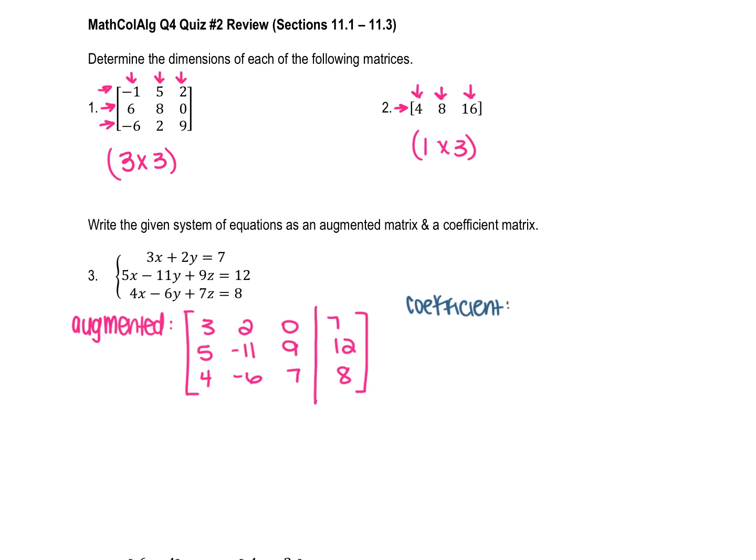For your coefficient matrix, you are just including the coefficients. So that's the 3, 2, 0 for your first row, 5, negative 11, 9 for your second row, and 4, negative 6, 7 for your third.